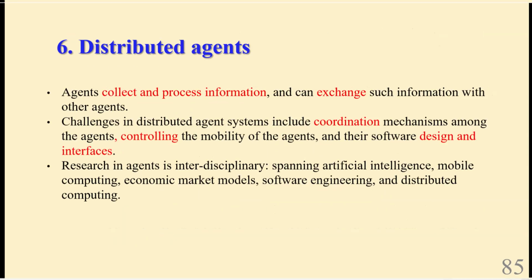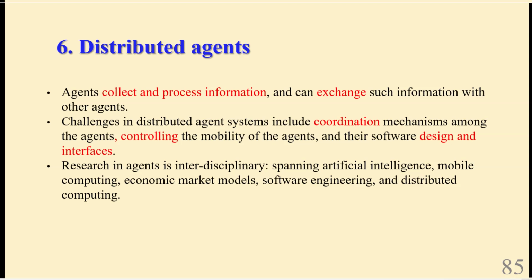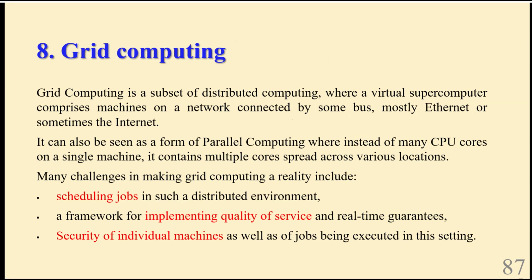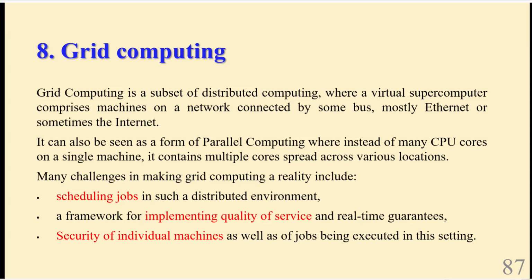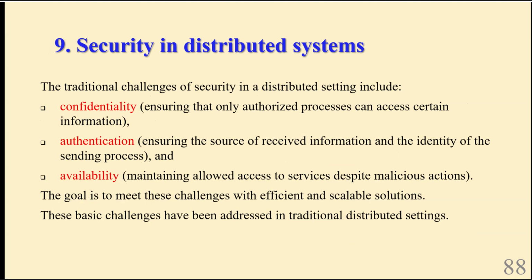Then we have distributed agents. Here independent software agents cooperate to solve problems. That is distributed agents. Then distributed data mining. Here large data sets are processed across multiple computers. That is distributed data mining. Then we have grid computing. Grid computing is where many geographically distributed computers combine their computing power. Example, scientific research, weather prediction, protein folding and all. That is grid computing.